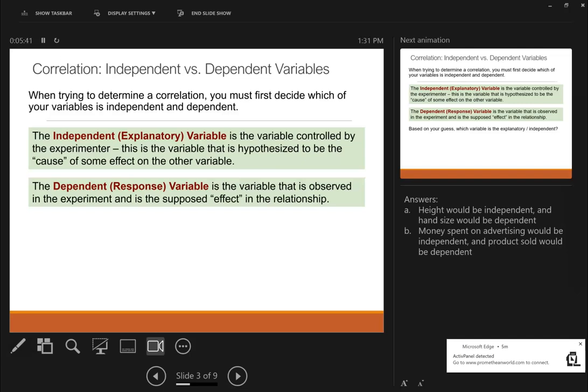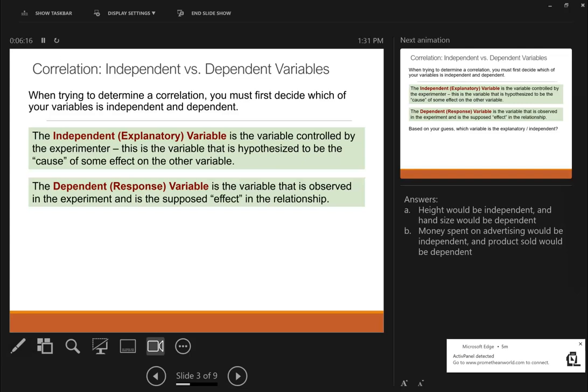If you're looking at height and weight of an individual, which one is the independent, which is the dependent? Height is independent, weight would be dependent. Why would you say that? Because you can't control height. Typically, the taller someone's going to be, the heavier they're going to have to be, because they need bones and muscles and tendons and stuff to support that height, right?